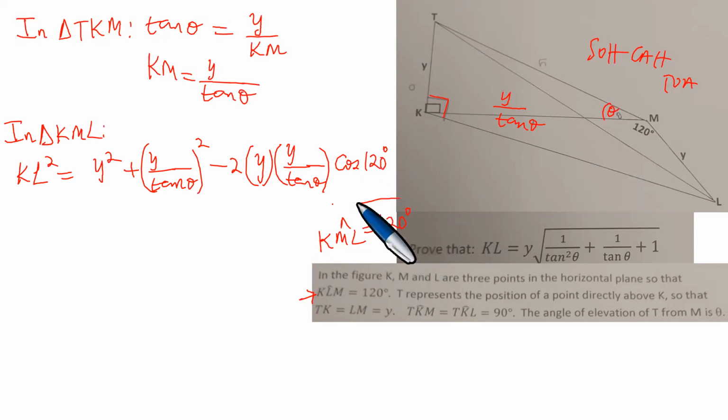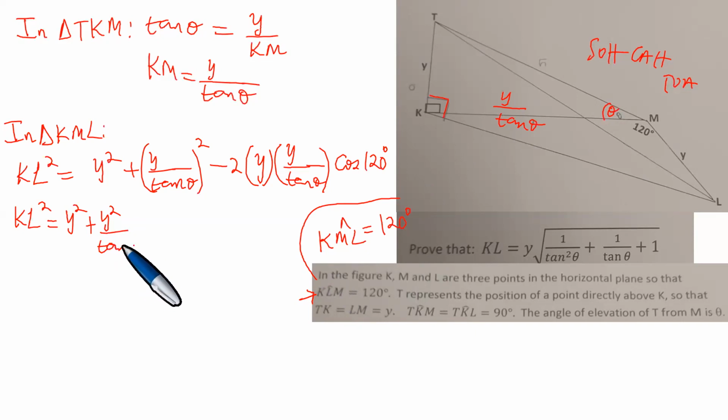120 degrees, okay? So we have exactly that one. In which case, therefore, we have KL squared. What is KL squared? It's exactly y squared plus y squared divided by the tangent squared of theta minus 2y squared divided by the tangent of theta.